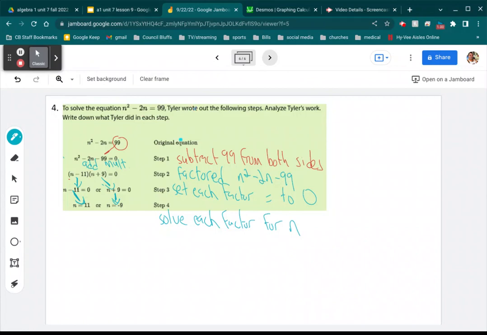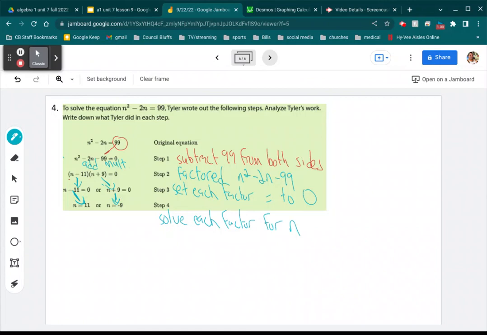So did we answer the question? Did we write down what Tyler did in each step? Yes, we did. He subtracted 99 from both sides. Then he factored the n squared minus 2n minus 99. Then he set each factor equal to 0. And then he solved each factor for n. Okay? So that is what he did in each step.